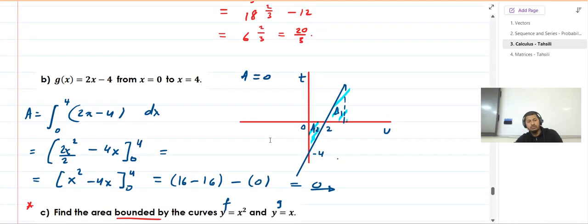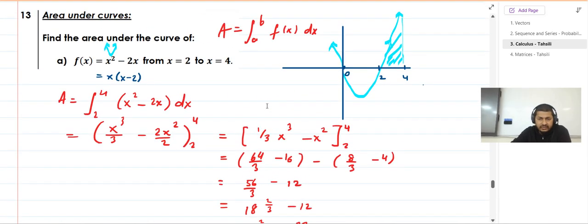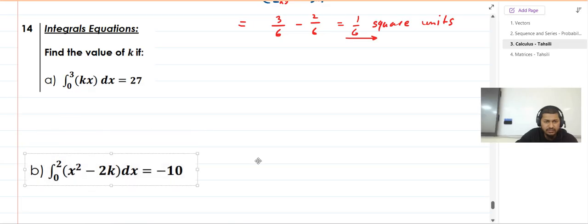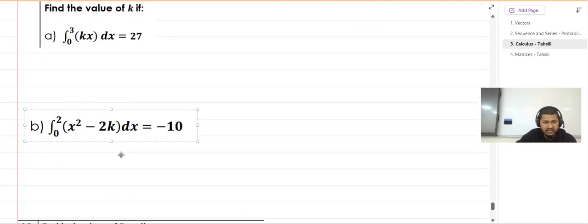So guys, I hope you are understanding all this, right? Let's move on to the next question. Integral equations. Simple, integrate and solve the equation. That's it. Solve for k.